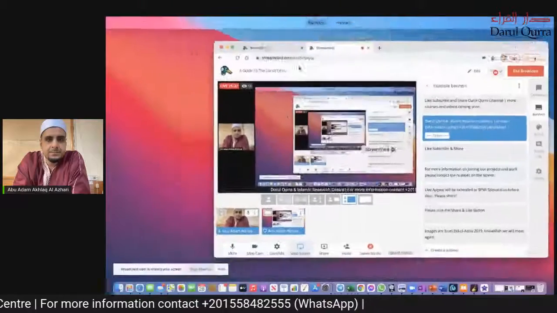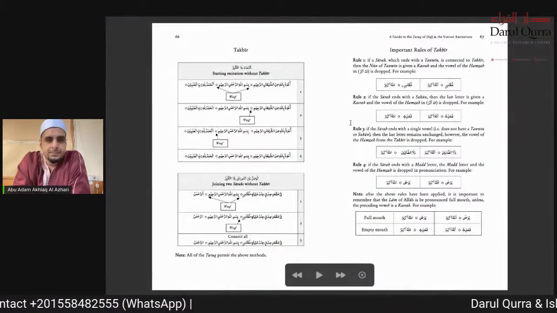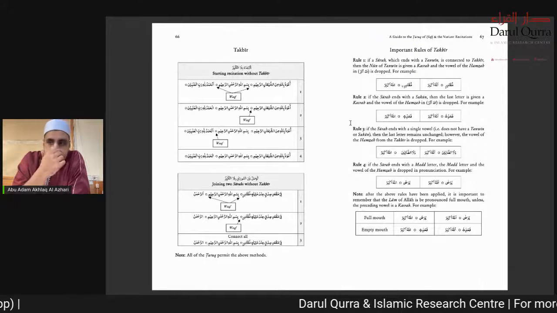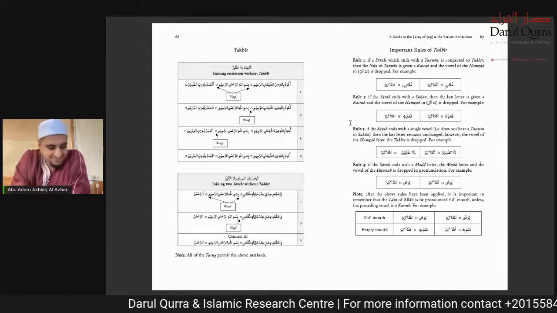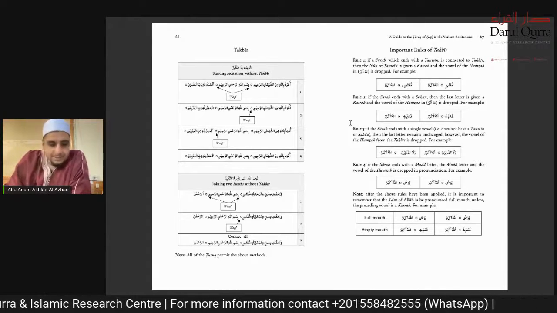If you look at page number 66, let's see if we can get it up back onto the screen. Page number 66. It's amazing anyway, you could see the whole of my screen. Okay, page number 66, inshallah.